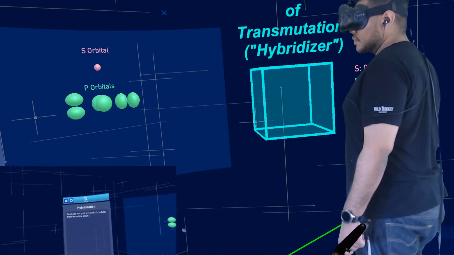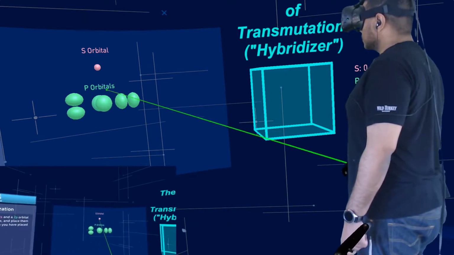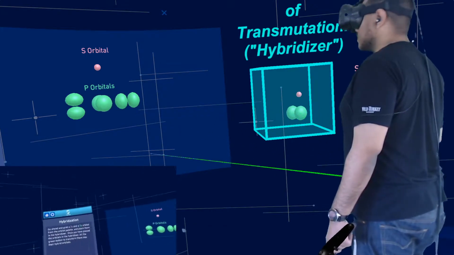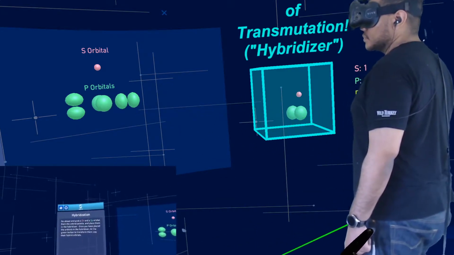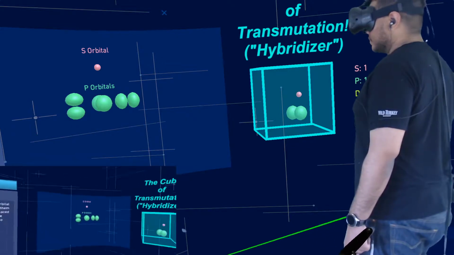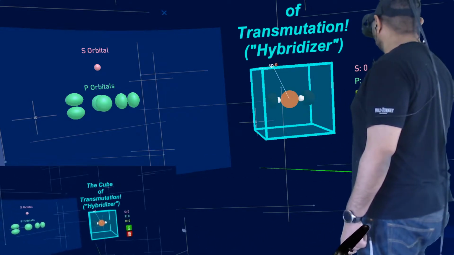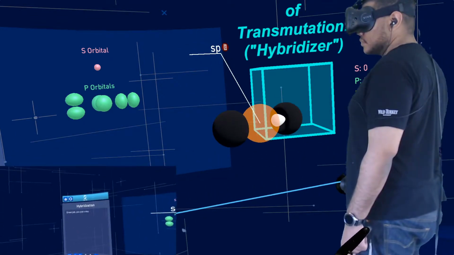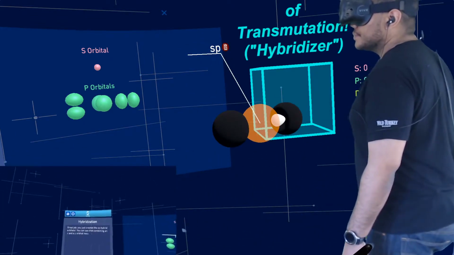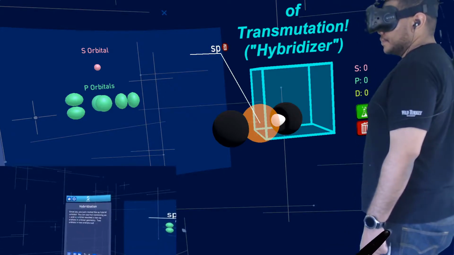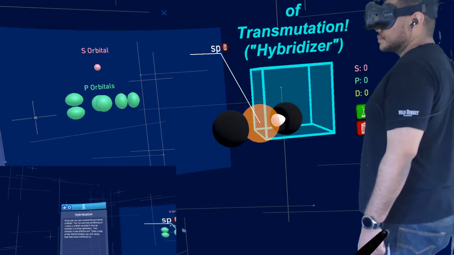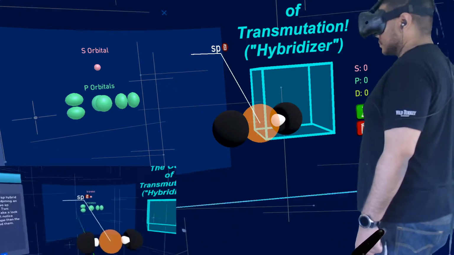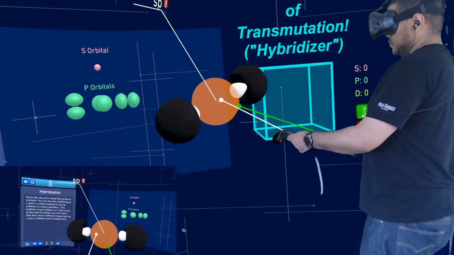Go ahead and grab a 2s and a 2p orbital from the orbital palette and place them in the hybridizer. Once you've placed the orbitals in the hybridizer, hit the green button to transform them into their hybrid orbitals. Great job! You just created the sp hybrid orbitals. You can see that combining an s and a p orbital resulted in two sp orbitals in a linear geometry.